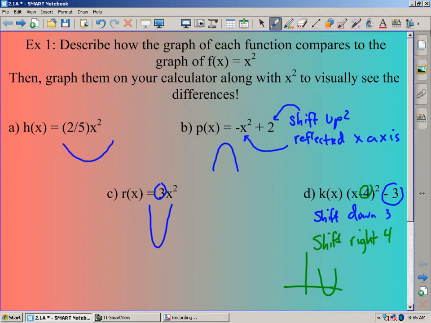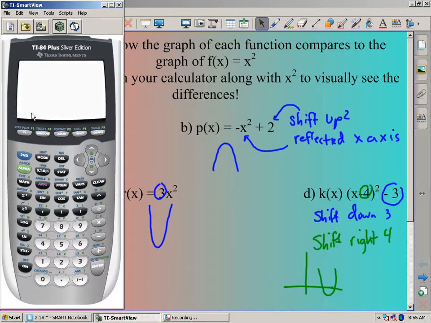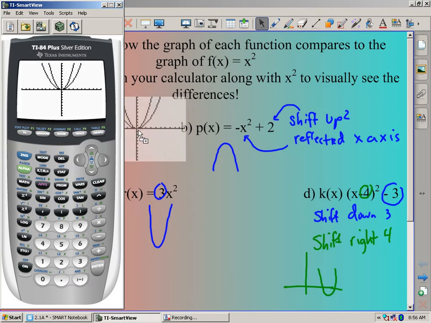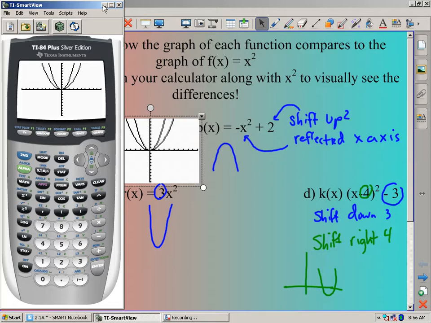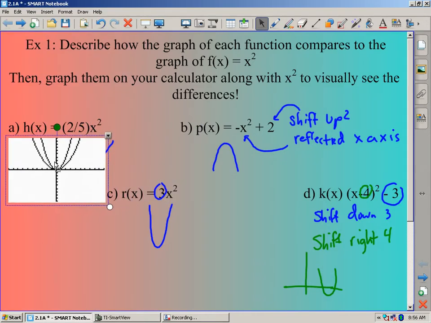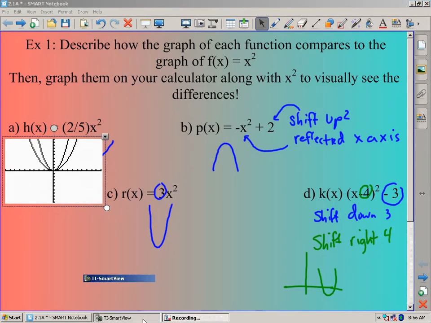So let's go through and actually graph these, to see what they look like and how close we were. If I go to my graph and put in x squared as my parent function, and then graph the first one we were given, 2/5, you can see that the second graph is wider than the first graph. That's the 2/5 one, and that's really what we were talking about. I'm going to go back and graph the next one.